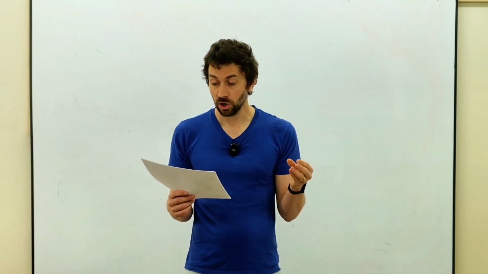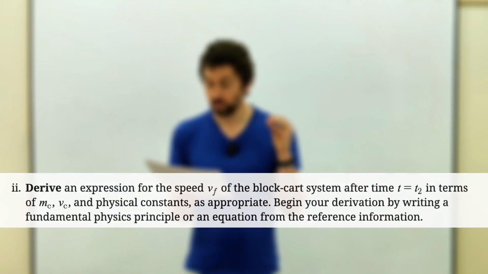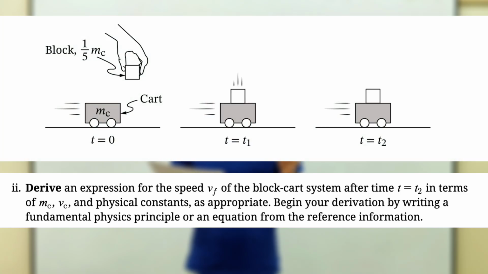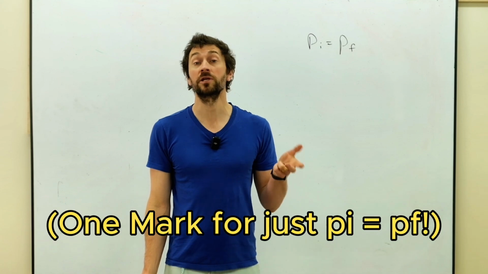Part A, question 2, says this. Derive an expression for the speed vf of the block-cart system after time t equals t2 in terms of mc, vc, and physical constants as appropriate. Begin your derivation by writing a fundamental physics principle. We need to use the law of conservation of momentum.